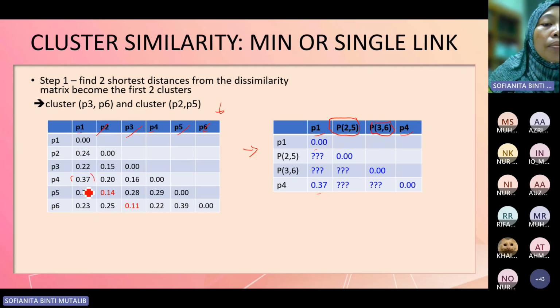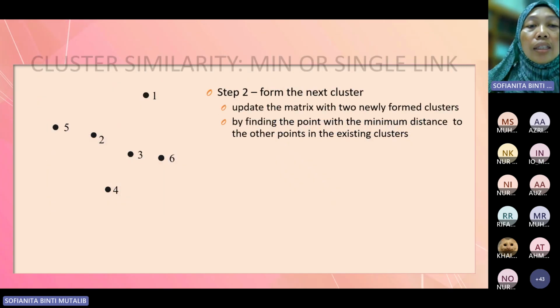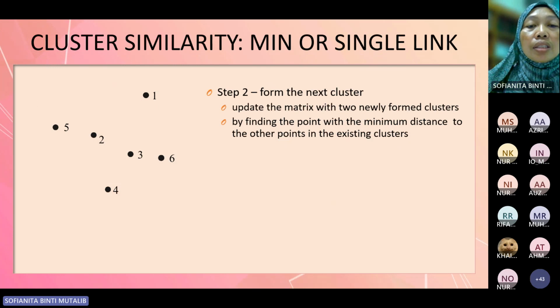So the rest here we can use the existing values, and the same goes for this one. No need to change anymore. But as you see, we need to calculate the updated distance between cluster 2, 5 and point 1, cluster 3, 6 and point 1, and so forth. So let us calculate it. Okay, this is the outcome just now.